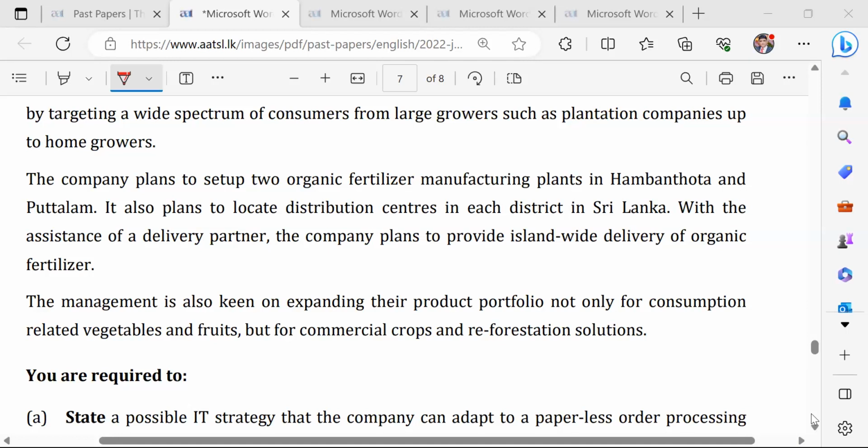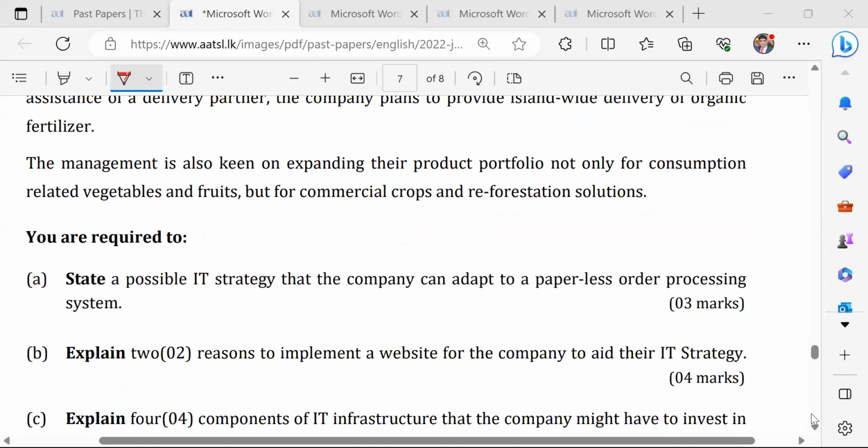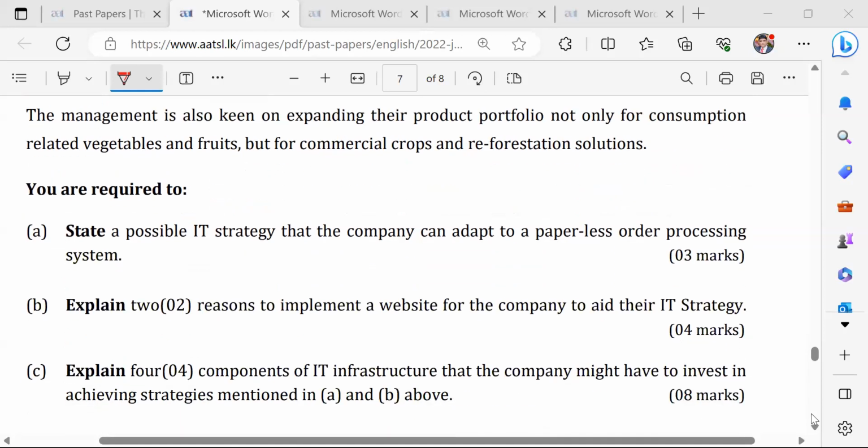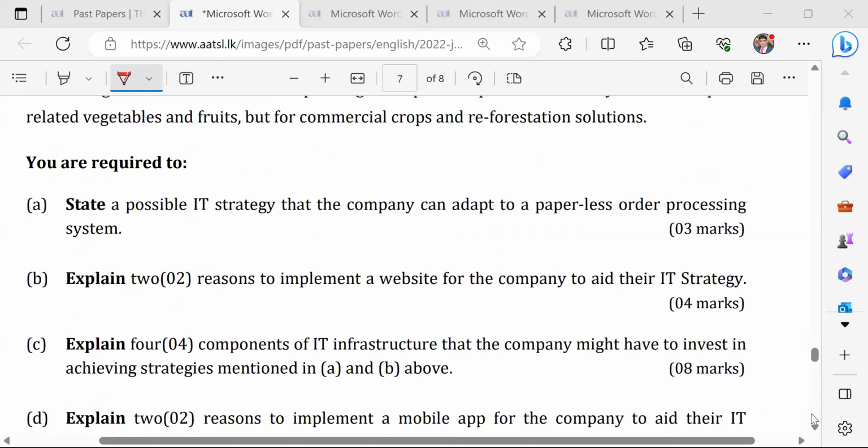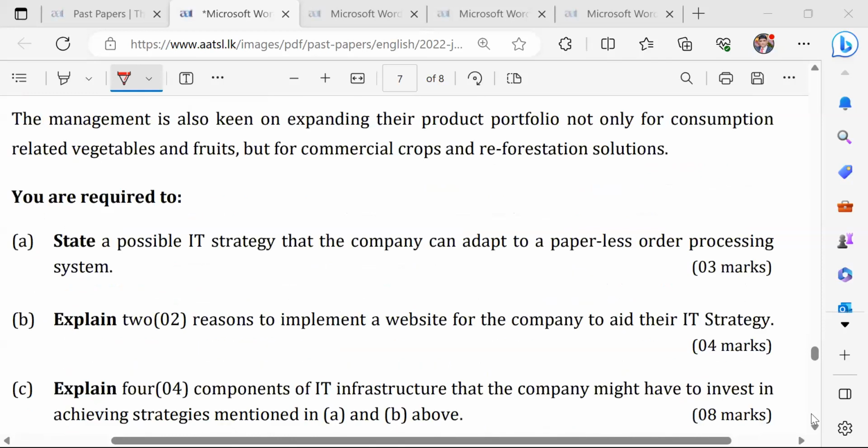Right? The management is also keen on expanding their product portfolio, not only for consumption related to vegetables and fruits, but for commercial crops and reforestation solutions. For some commercial crops, they are going to expand their fertilizers, not for home users only for vegetables and fruit, but some others. Right. This is right.